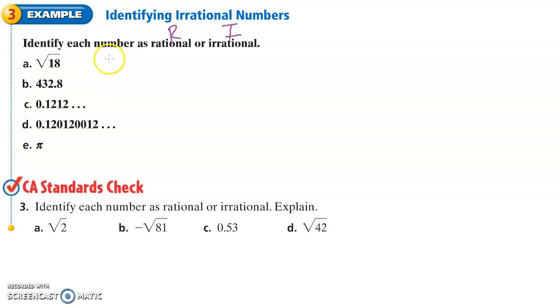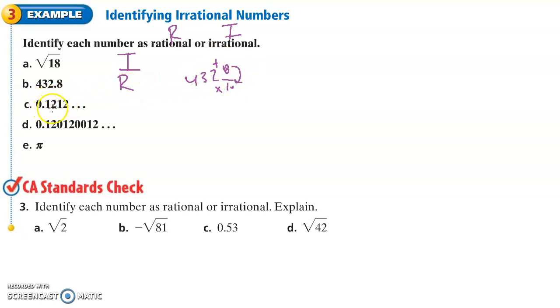If I type this into a calculator, I would get something ridiculous like 4.242640687 blah blah blah blah blah. So this is going to be considered irrational because it is not a square root of a perfect square. 432.8, for example B, is considered rational because this is a terminating decimal. It stops. If I had to write this as a fraction, I would get 432 and 8/10. And if I went around the world, I would actually get an improper fraction, so that's perfectly fine.